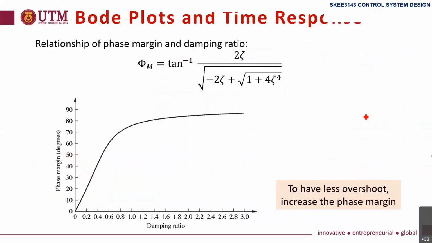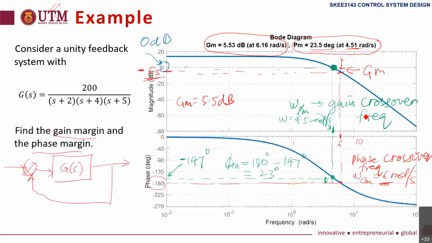All right. We will do more examples later, but gain margin, phase margin and stability are very important. Surely they will be asked in the exam on the question on Bode plot.